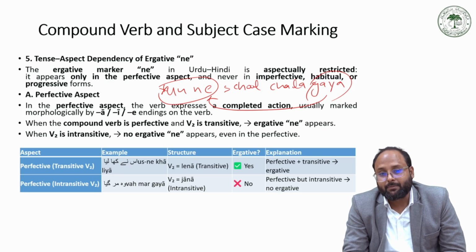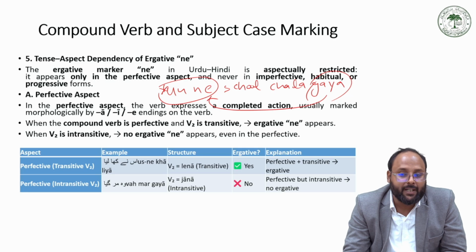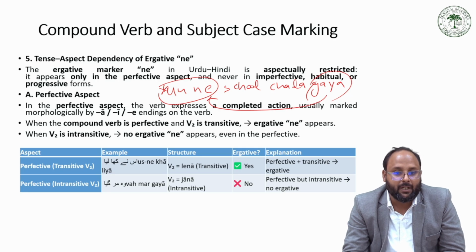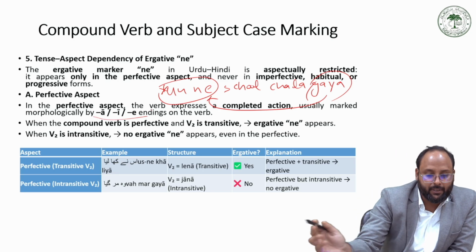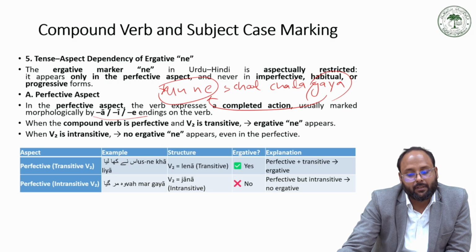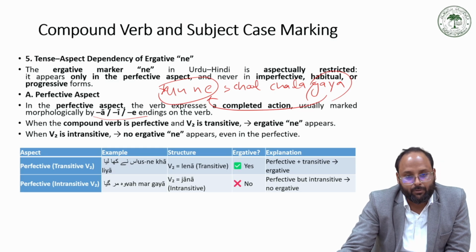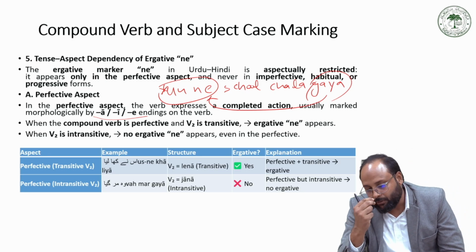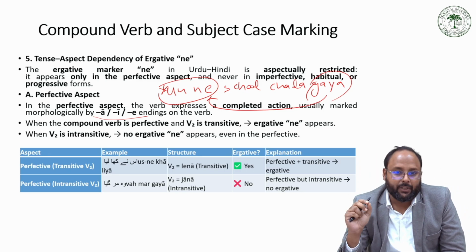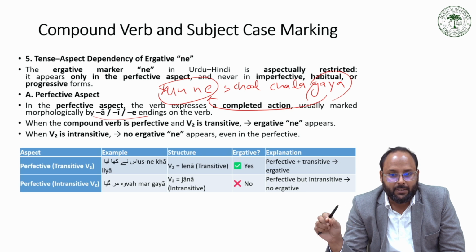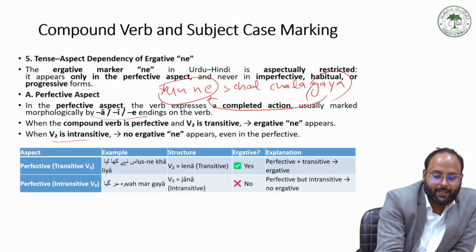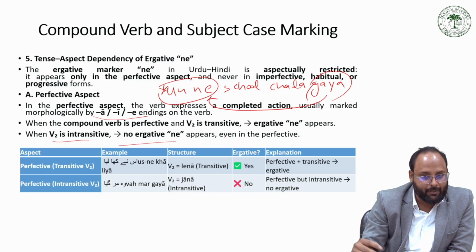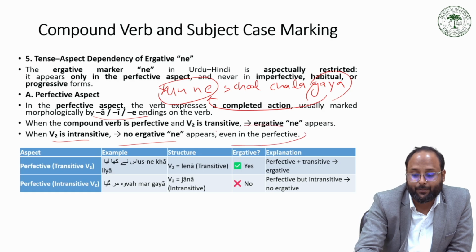So in the perfective aspect, the verb expresses a completed action, usually marked morphologically by the a, e, a ending on the verb. So that is the agreement with the subject. So verb ends with a for the masculine, e for the feminine, a for the plural. So when the compound verb is perfective and V2 is transitive, the ergative ne appears. And when the V2 is intransitive, there is no ergative case, even in the perfective.